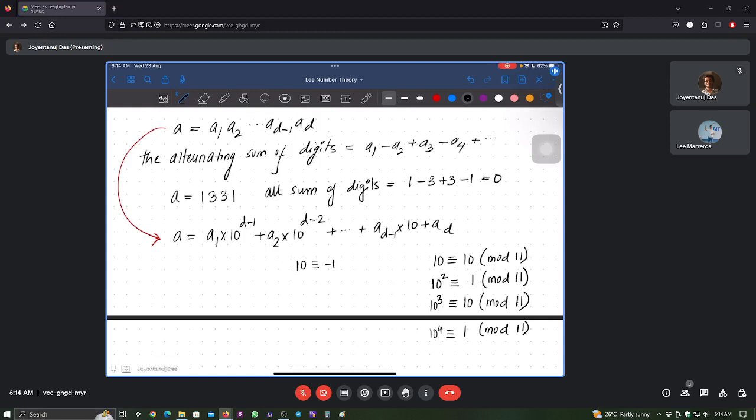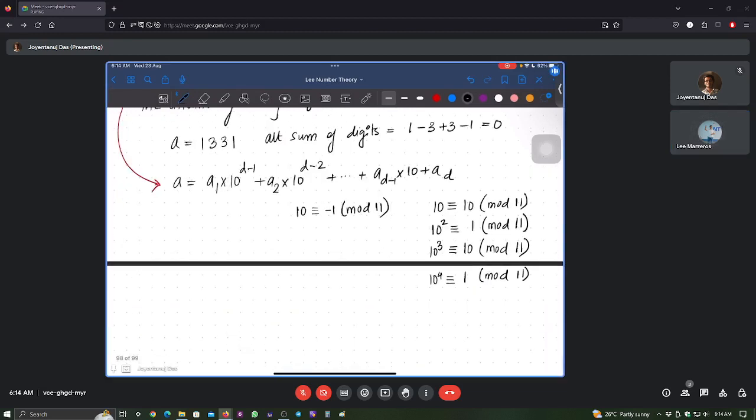One observation is that 10 is actually nothing but minus 1 modulo 11, right? So I can write it as 10 or also as minus 1. So the general thing is, 10 power n is congruent to minus 1 to the power n modulo 11. So here you can see that it is alternately plus and minus.